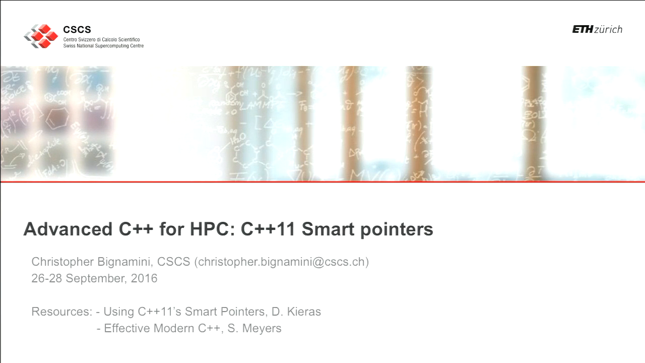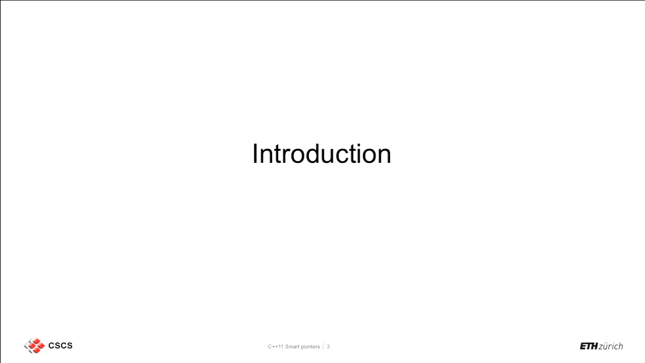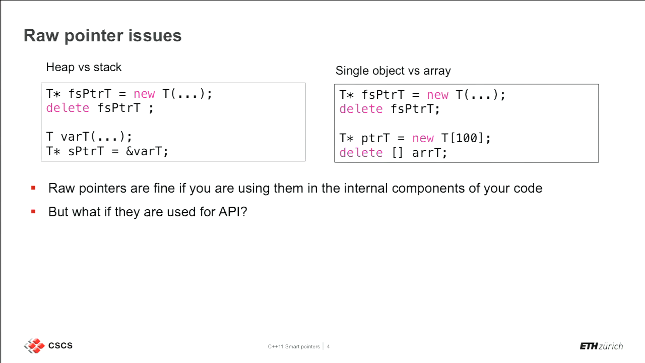So this part will be focused on the C++11 smart pointers. I will start with the old style raw pointer. I'm pretty sure that everyone here knows everything about this old style raw pointer. You can have basically two different types of.